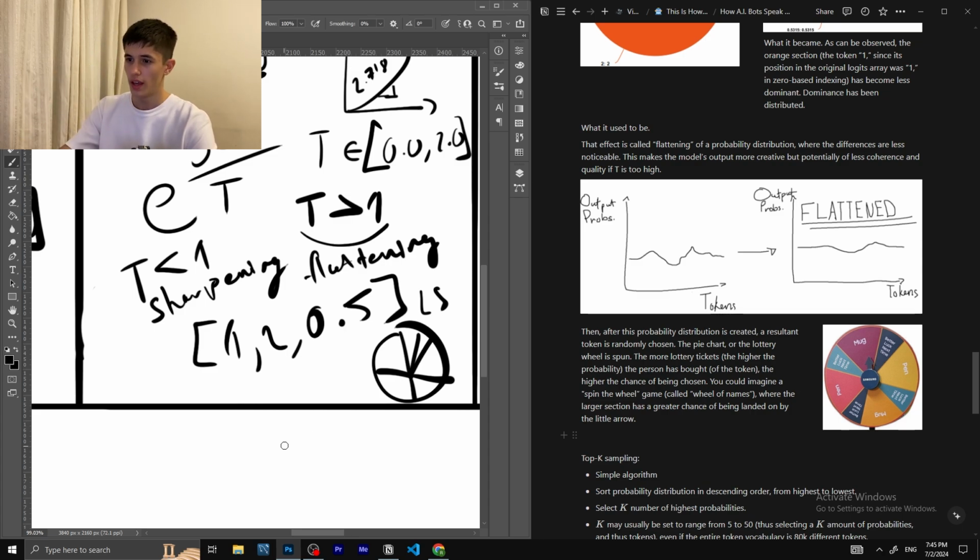So it essentially first does this either sharpening effect, where your probability distribution looks like that and now it looks like this. It still adds up to 1, by the way. It still adds up to 1.